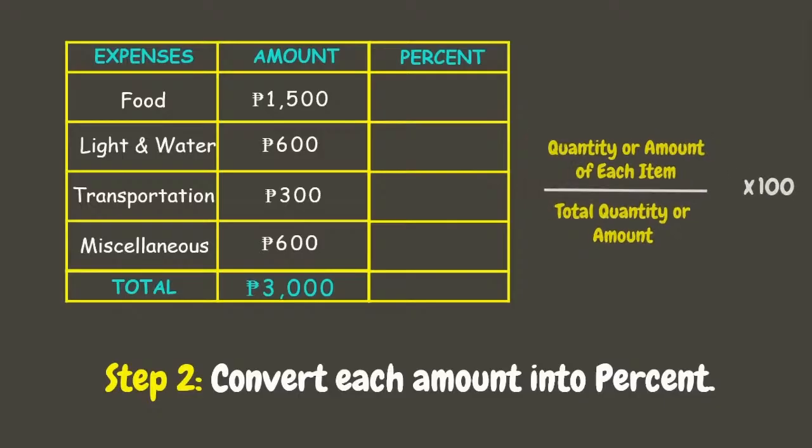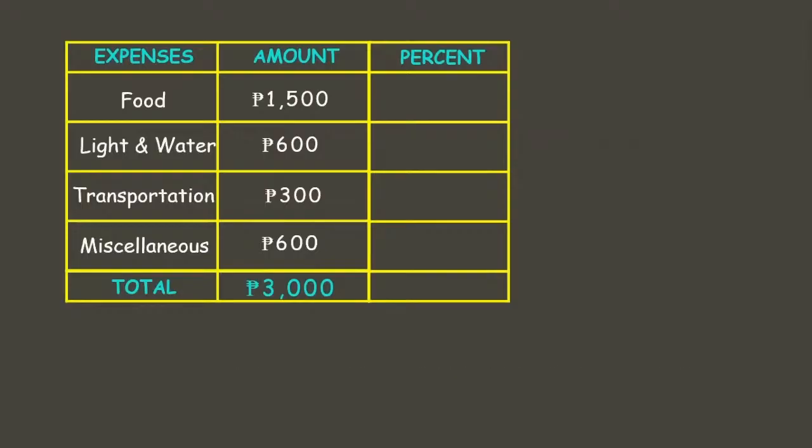Let us try. First, let's have food. The amount spent for food is 1,500 pesos divided by the total amount, which is 3,000 pesos. Let's divide. Since 1,500 is smaller, let us add 0.0. There. Now we have 15,000 divided by 3,000, and that is 5. And let us put the decimal point aligned with the dividend.